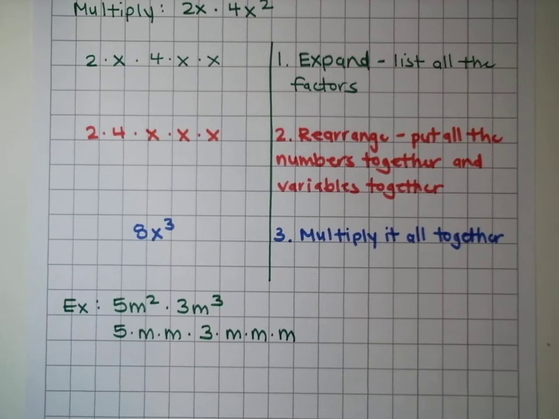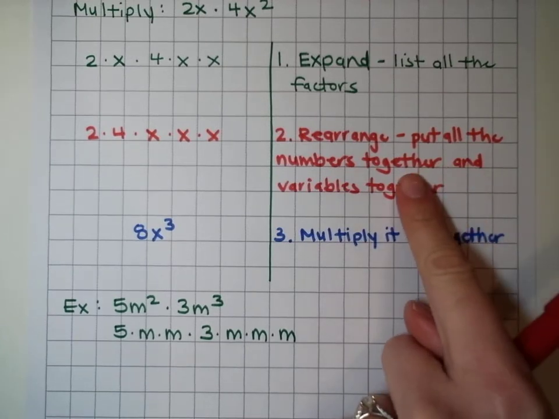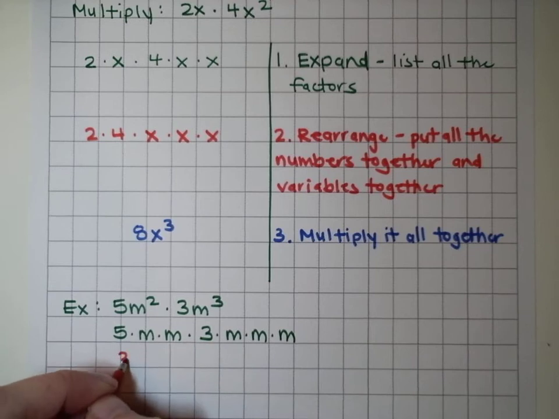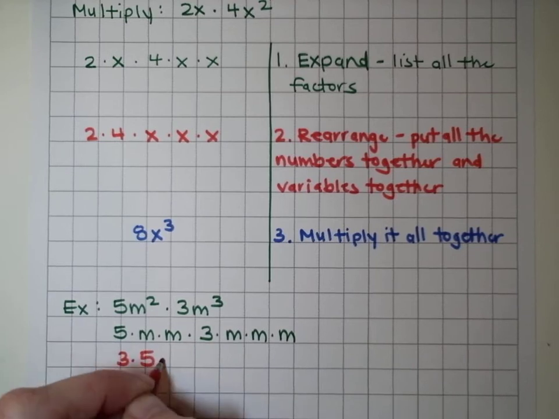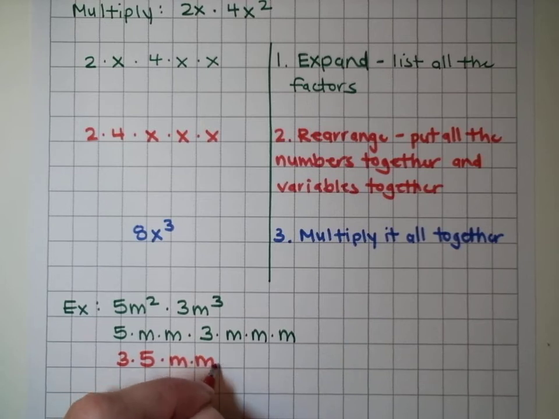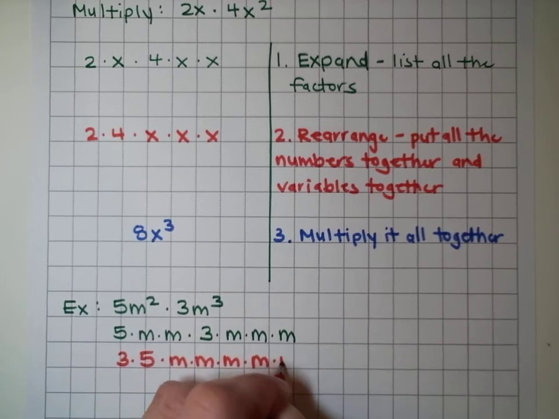Next, we want to rearrange. So we're going to put all the numbers together and all the variables together. And I always just do it from smallest to biggest. So we'll put the 3 first, and then the 5. Then we have 1, 2, 3, 4, 5 m's.